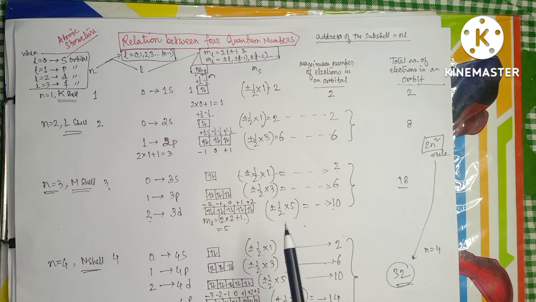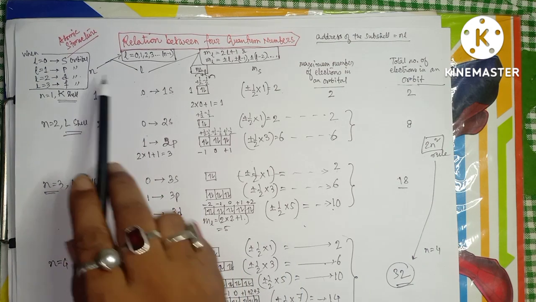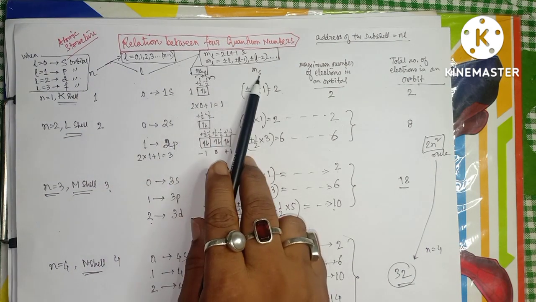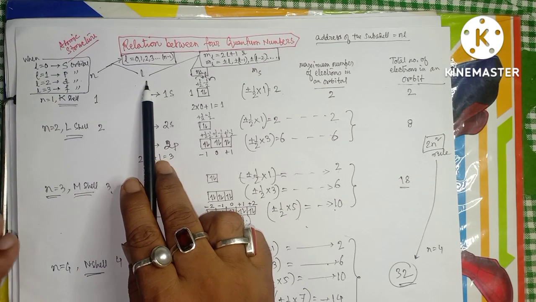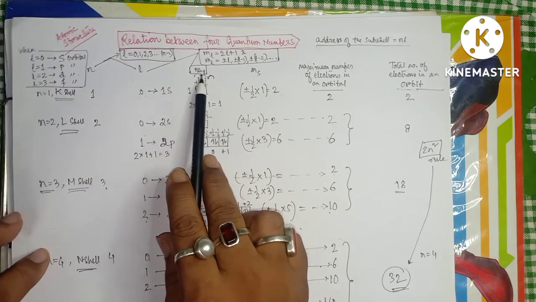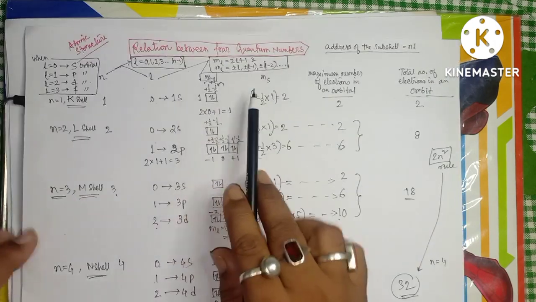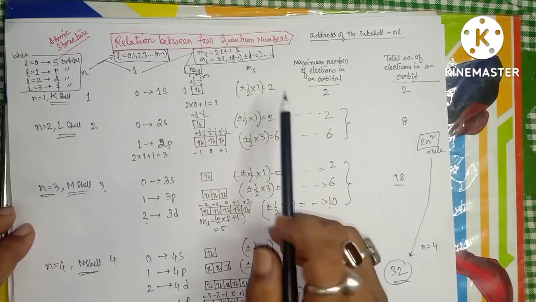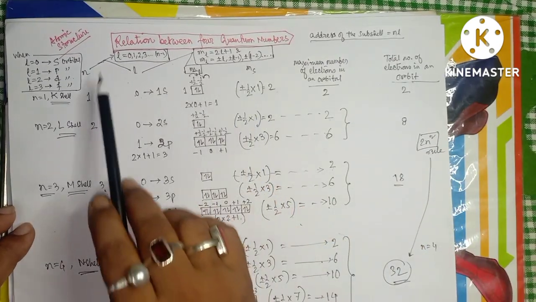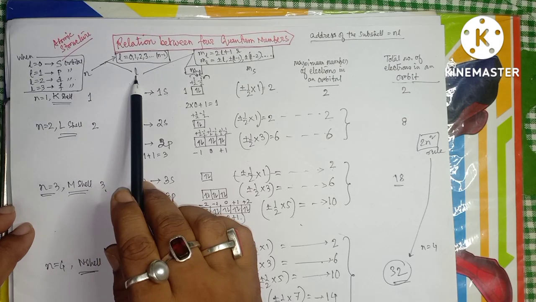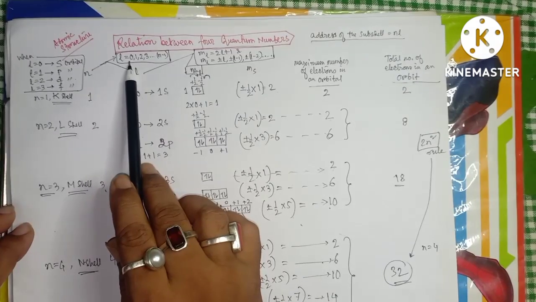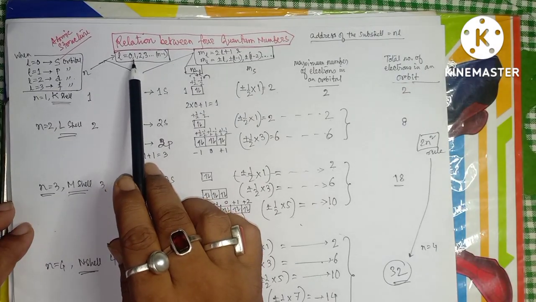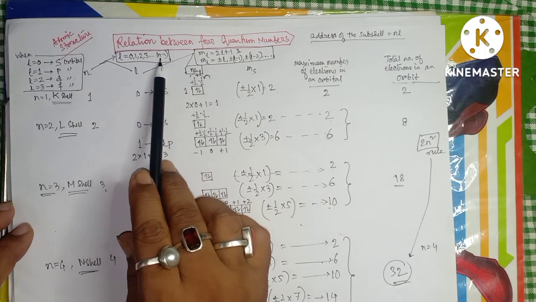Today we are going to see the relation between four quantum numbers: n, l, ml, ms. n represents the principal quantum number, l represents the azimuthal quantum number, ml represents the magnetic quantum number, and ms represents the spin quantum number. The relation between principal and azimuthal quantum number can be shown by the following relation: l is equal to 0, 1, 2, 3 up to n minus 1.